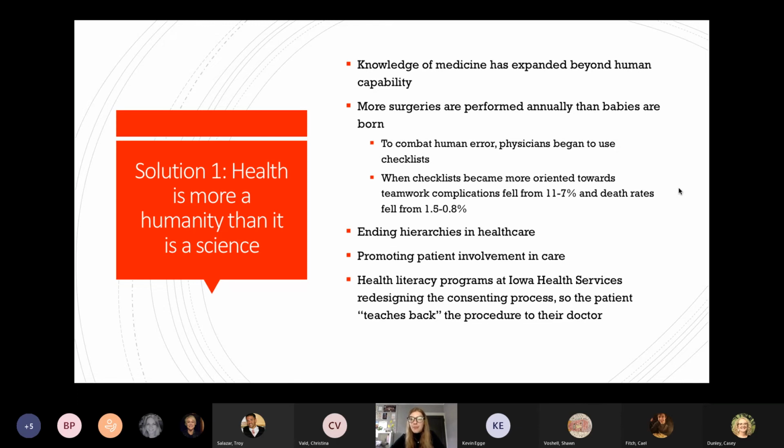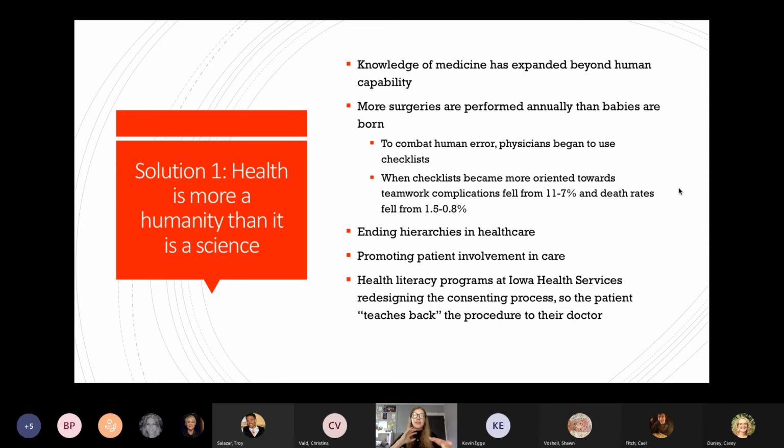So to combat these human errors, physicians began to use checklists. So you'd say, do we have this and this tool before we get started? Is the patient on this and this medication? And what they found out is that obviously surgery is not procedural. You have to think on your feet, complications happen, each patient is different. So these checklists weren't super effective.